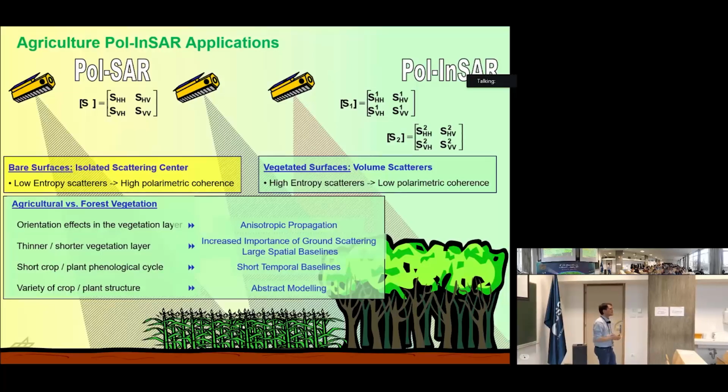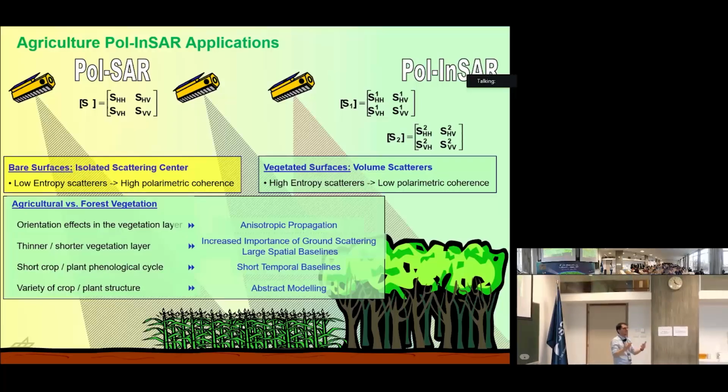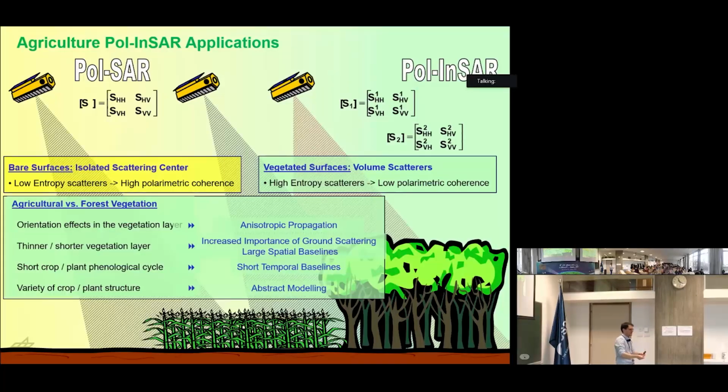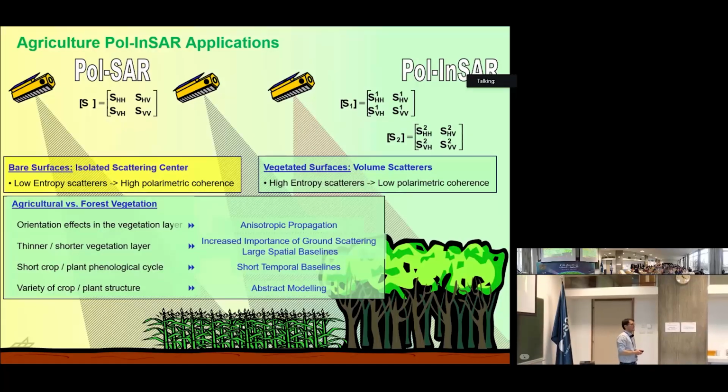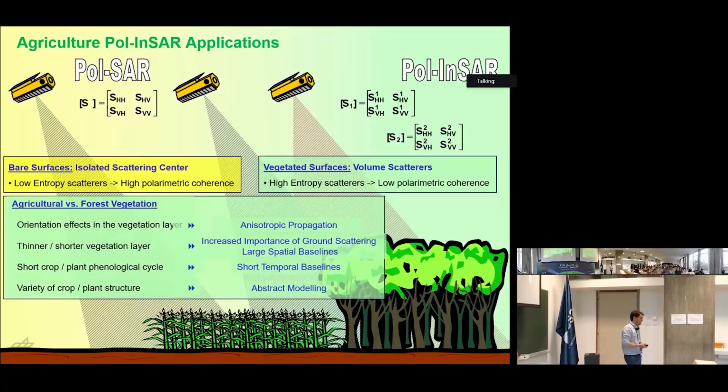With agriculture, this may not be true. It depends on the frequency, it depends on the plant, but normally you have these elongated stems, all vertical and compact to each other, and in some cases this assumption is not valid anymore. So you don't have a random volume over ground, but an oriented volume over ground. This means polarimetry is fine, so you need polarimetry to invert your model, but you also need baselines.